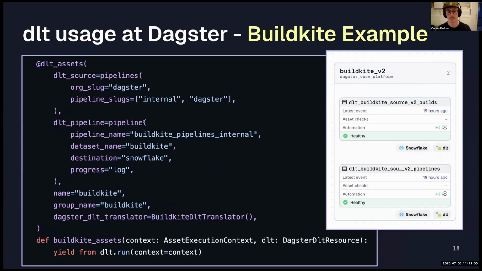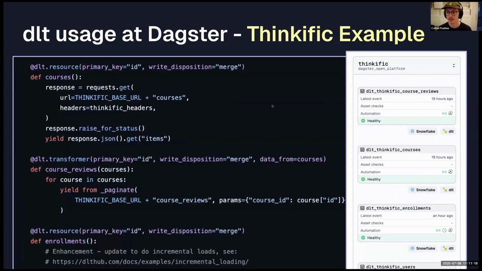here's that same BuildKite example, and I'm just taking that DLT pipeline and wrapping it in some DLT assets. And you can see on the right, we get to represent those in Dagster. You don't really have to look at the code too much. I just wanted to show the assets. And then here's another example for Dagster University, which you may or may not be familiar with. We use a tool called Thinkific, and we also do analysis on our courses. So we want to see the course reviews, the enrollments, the users, things like that. And we use DLT to ingest that data.